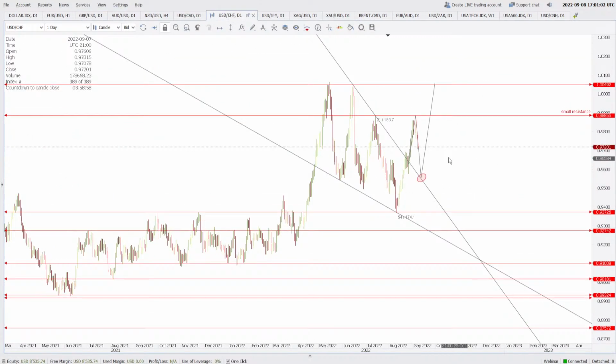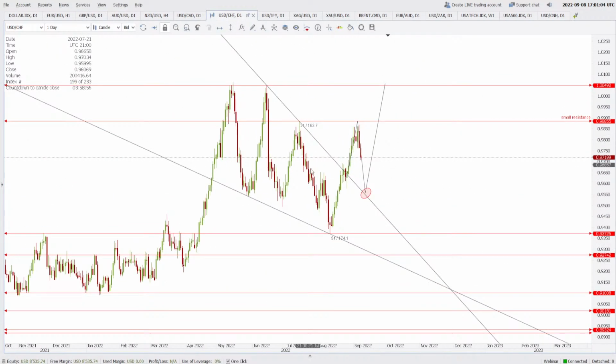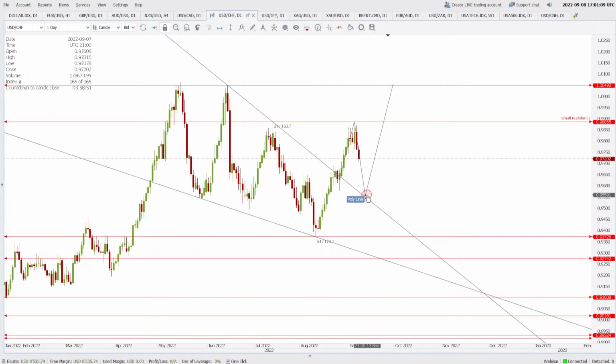So USD CHF here has broken out and the wedge is broken. So we may find some support here or maybe here. I want to add a confluence here. Why? Because this is important. It is a horizontal support and the falling wedge resistance line, which may act as a support now. So there are two supports here. So that's why this is an important area.